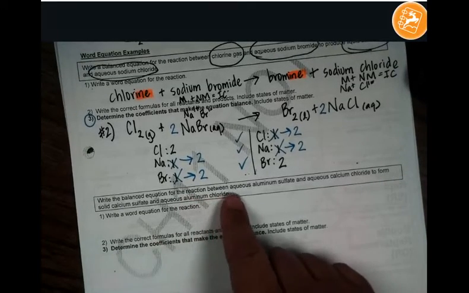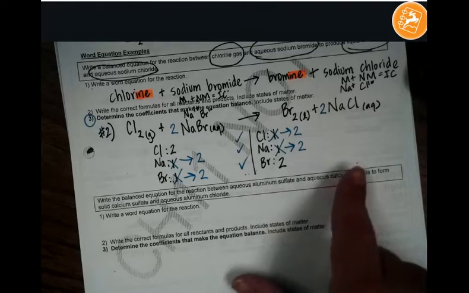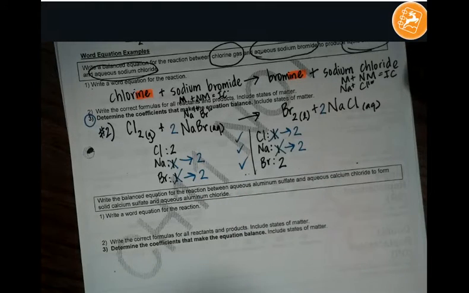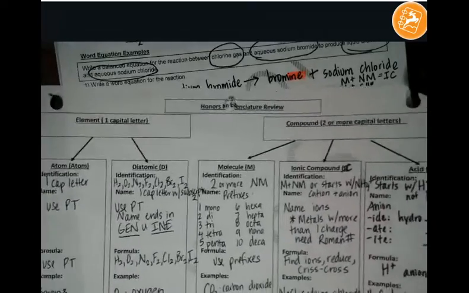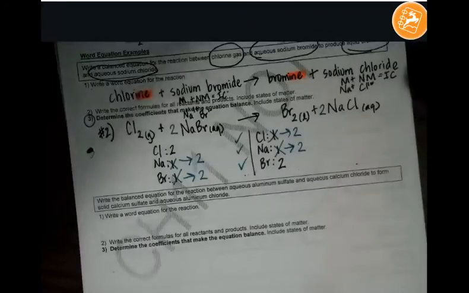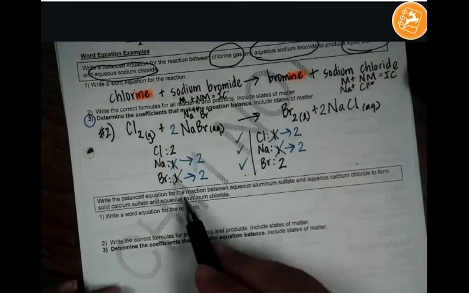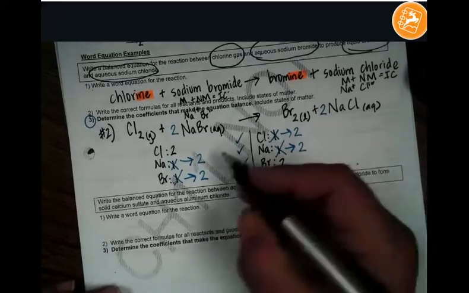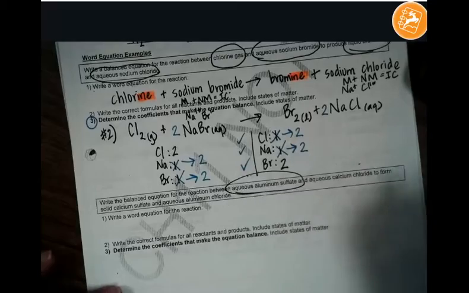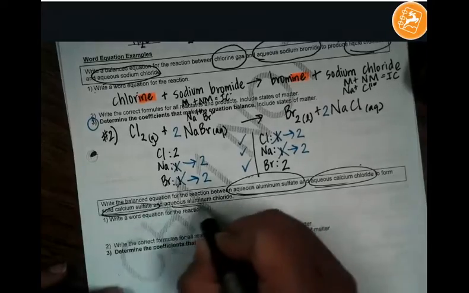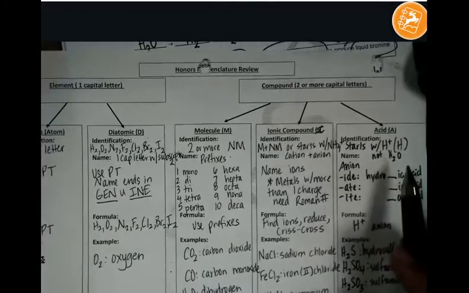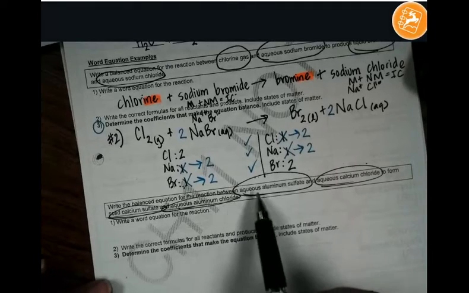Write the balanced equation for the reaction between aqueous aluminum sulfate and aqueous calcium chloride to form solid calcium sulfate and aqueous aluminum chloride. So now, once again, I have my nomenclature flow chart, and I'm going to make sure I first just circle what I'm focusing on. So it's a reaction between aqueous aluminum sulfate, aqueous calcium chloride to form solid calcium sulfate and aqueous aluminum chloride. So remember, I can have any of these types of substances, so it's important that I know this flow chart, right? So I'm going to write the word equation first.